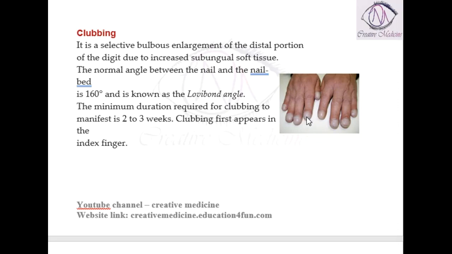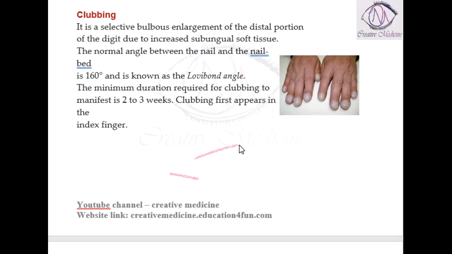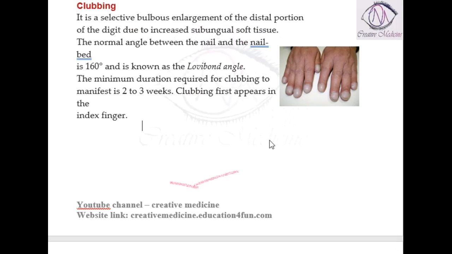In clubbing, the subungual soft tissue, that is, the soft tissue present below the nail, is increased in size. So in clubbing, we should measure the angle between the nail and the nail bed. The angle between the nail and the nail bed should always be seen and measured in clubbing.